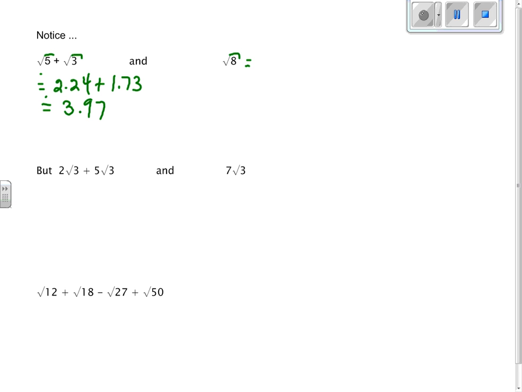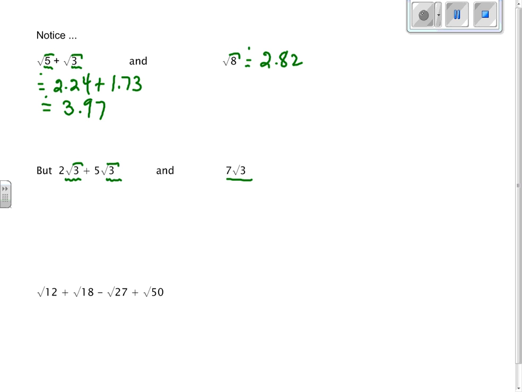Root 8 is 2.82. Not close at all. So for our adding rule, it's more similar to fractions. I can add 2 root 3 and 5 root 3 because they are the same. But I can't add root 5 and root 3 because they are different. 2 root 3 and 5 root 3 would add to 7 root 3.